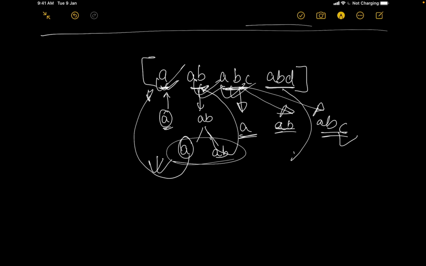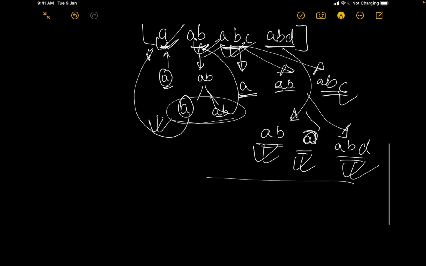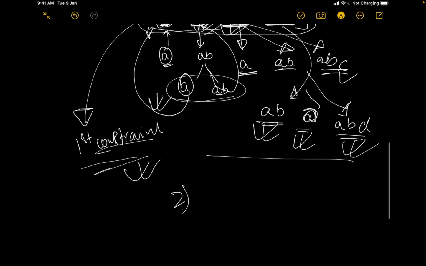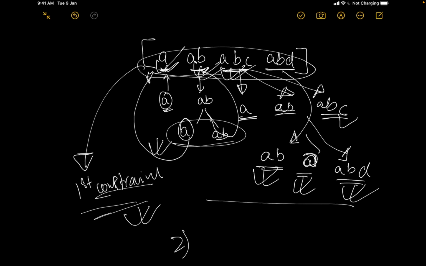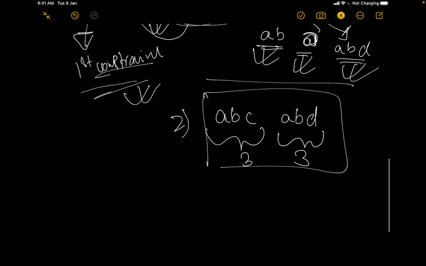What about abd? For abd we have ab, a itself, and abd. Similarly over here as well, ab is present, a is also present, abd is itself present, so everything is present. So all of these validate the first constraint, the one regarding the prefix strings. Now the second constraint is that we need to select the string with the maximum length. Over here we have two possible options, that is abc and abd. Both of them have a length of 3, so both of them can serve as valid answers.